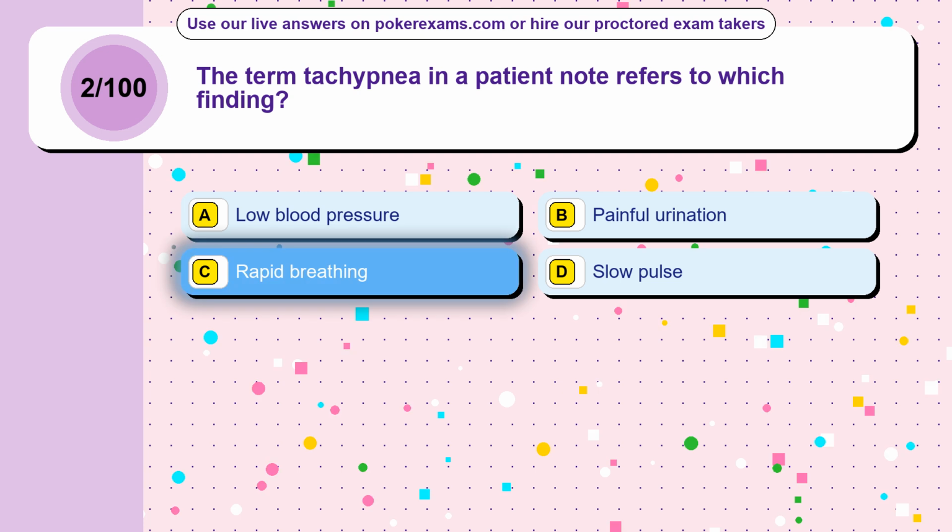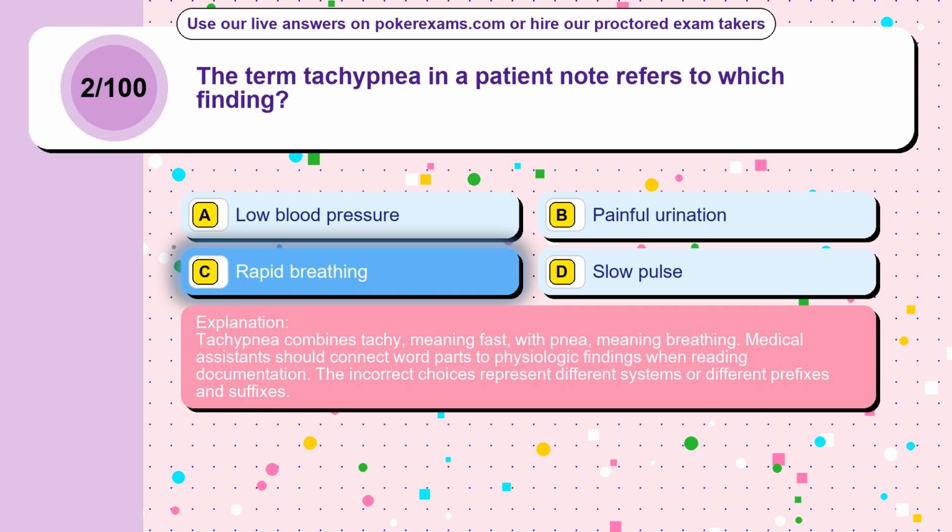The correct answer is option C. Rapid breathing. Tachypnea combines tachy, meaning fast, with pnea, meaning breathing. Medical assistants should connect word parts to physiologic findings when reading documentation. The incorrect choices represent different systems or different prefixes and suffixes.